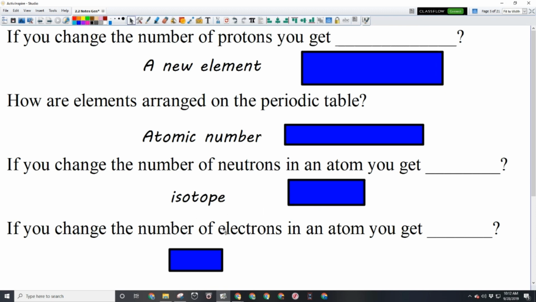And if you change the number of electrons that are in an atom, what are you going to get? All right, that's going to be an ion. So make sure you know these vocabulary words because we're going to use these words a lot and you need to know what they mean.